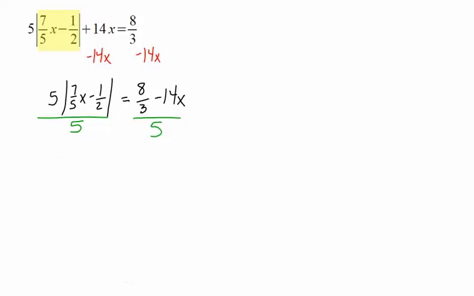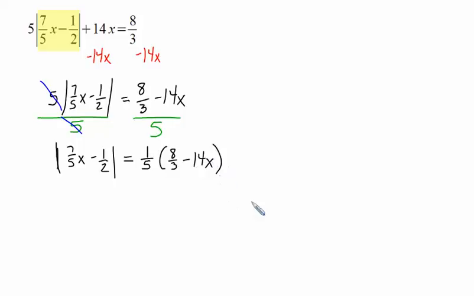On the left-hand side, the 5's cancel. Boop, boop, and they're gone. We're left with the absolute value of 7/5 x minus 1/2. On the right-hand side, be careful. Since the 5 is in the bottom, that's the same as saying we're multiplying through by 1/5. So I'm going to rewrite it for just a second.